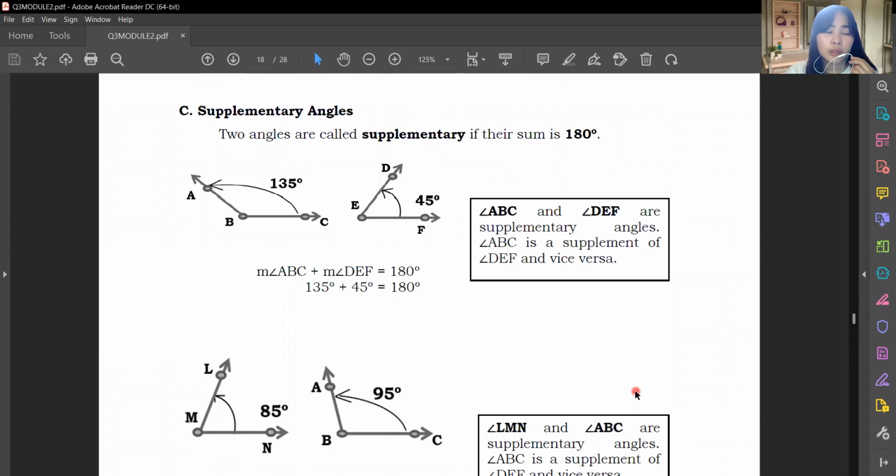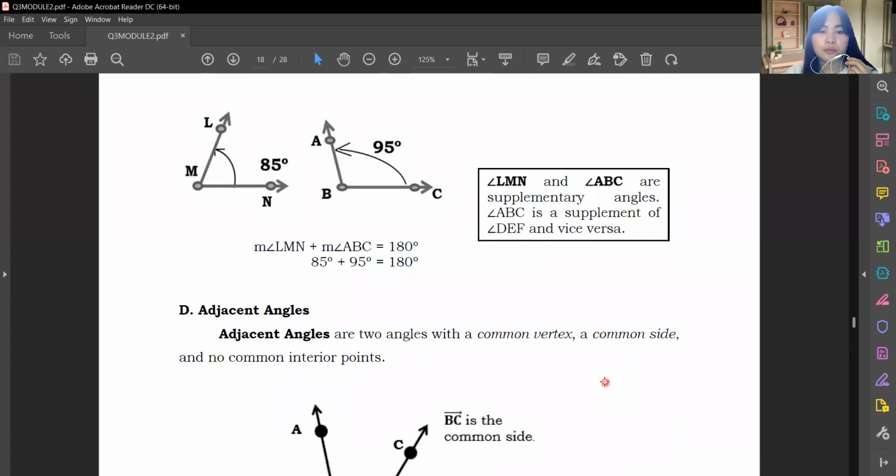When we talk about supplementary angles, their sum is 180 degrees. How about complementary angles? What are complementary angles? Two angles are complementary if their sum is 90 degrees. How about supplementary angles? Two angles are called supplementary if their sum is 180 degrees.